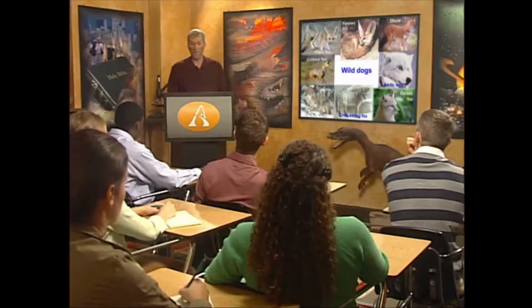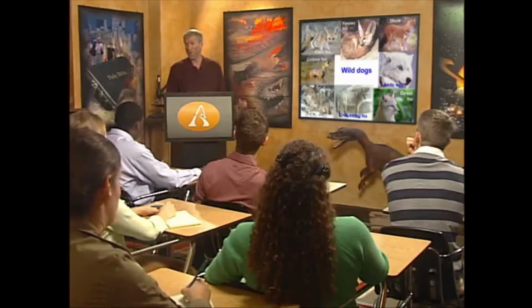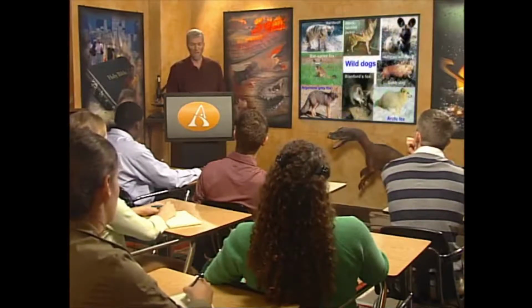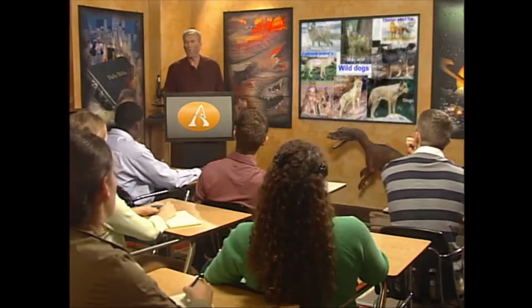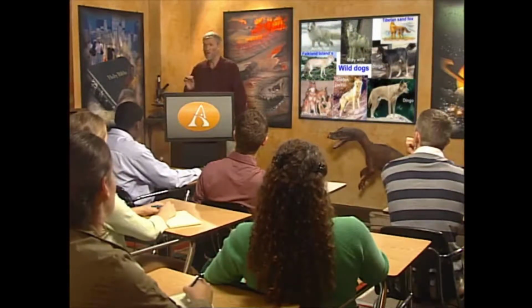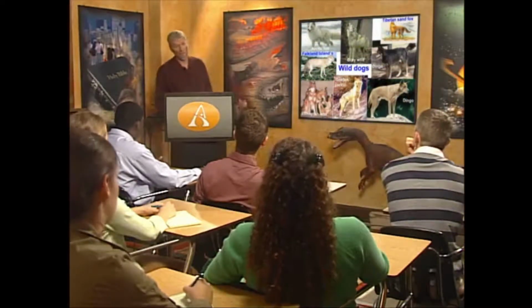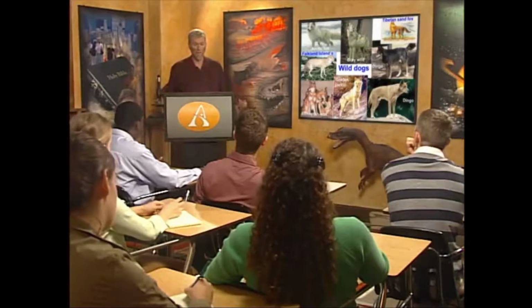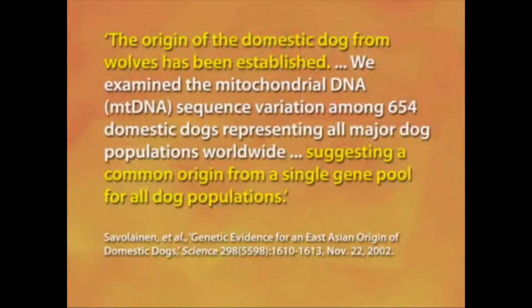There are different species of dogs, all these wild dogs that you see here. And you see there are many differences among those. What does a secular world say about that? Well, it's very interesting. In a secular evolutionist journal in recent times, they made this statement: the origin of the domestic dogs from wolves has been established, suggesting a common origin from a single gene pool for all dog populations. In other words, according to this secular source, all dogs share a common gene pool.